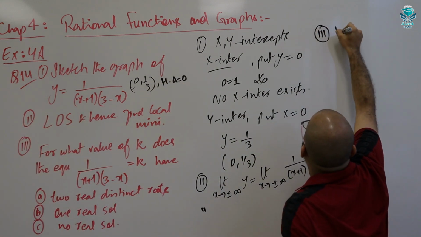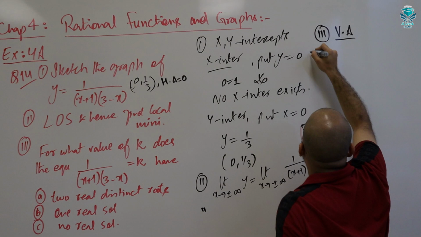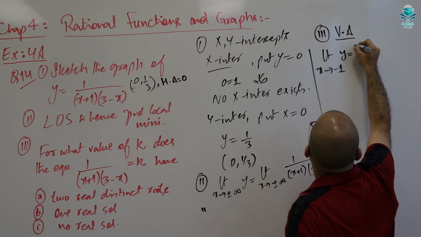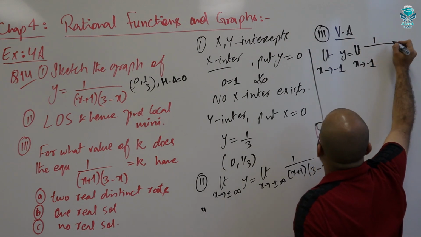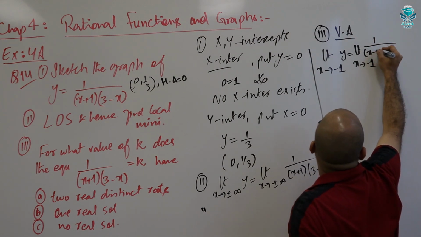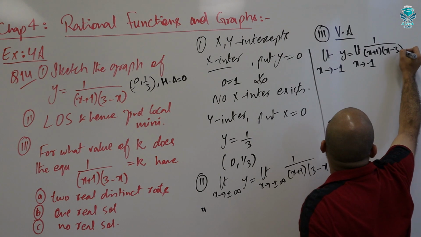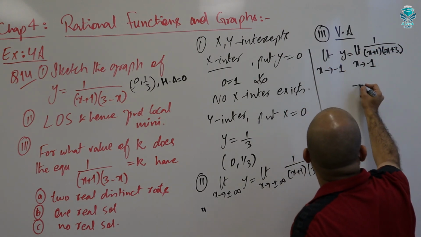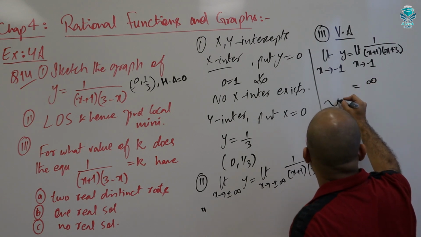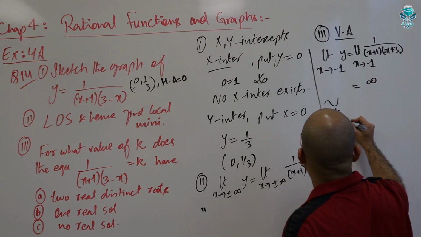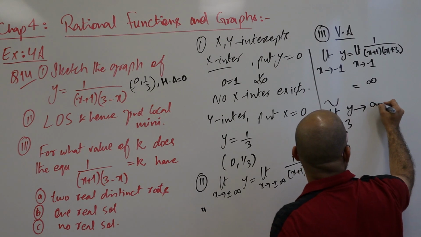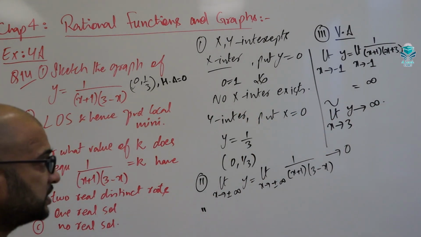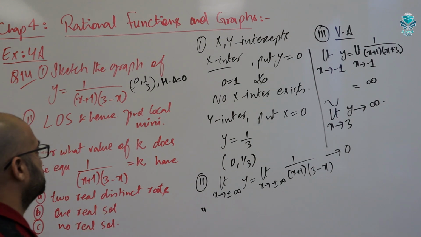For vertical asymptotes, you take the limit as x approaches minus 1 of y. We have (x plus 1)(3 minus x), and you will have infinity. Similarly, when the limit of x approaches 3 of the function y, it approaches infinity. So at x equal to minus 1 and x equal to 3, you have two vertical asymptotes.